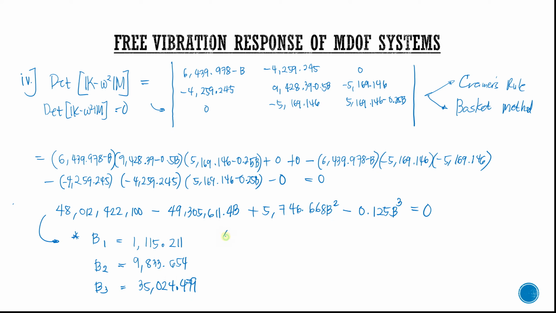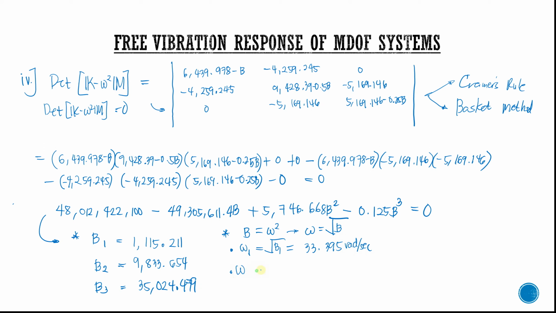Now, if you remember, we were asked to find the natural frequencies and as well the natural time period of the system. If you remember that our B is equal to omega squared. Now to solve for the natural frequency omega, that is just equal to the square root of the B. Since there are three B's, therefore we have three natural frequencies. So for the first one, we have the omega 1, square root of the B1, or the square root of 1115.211, that is equal to 33.395 radians per second.